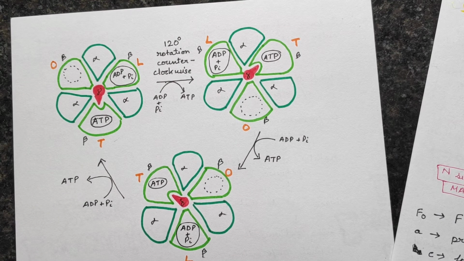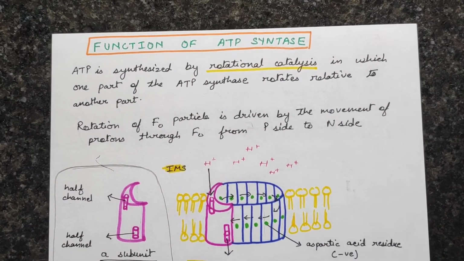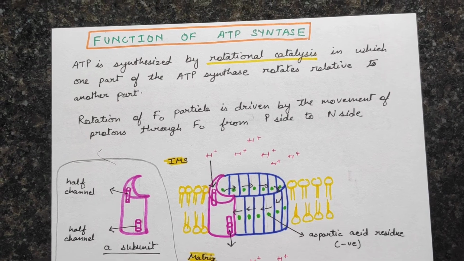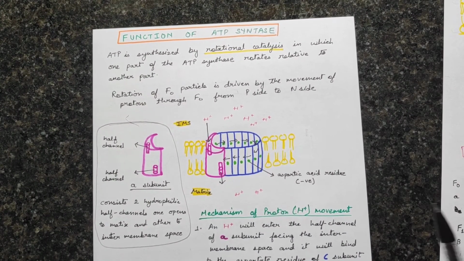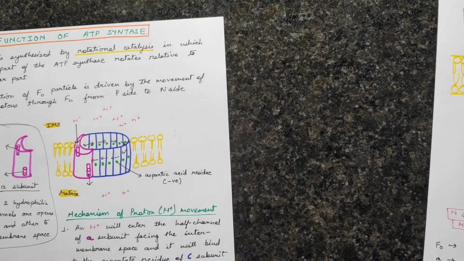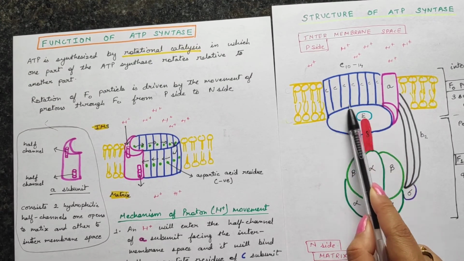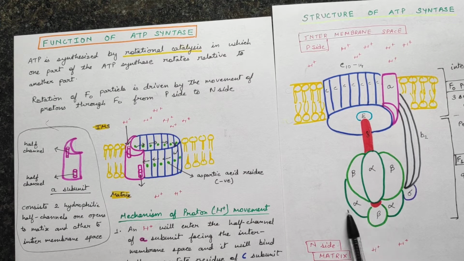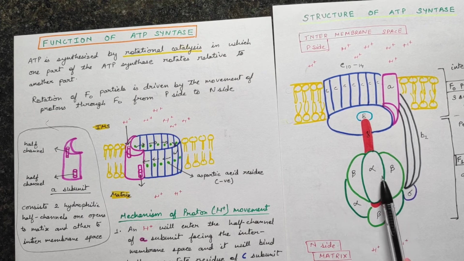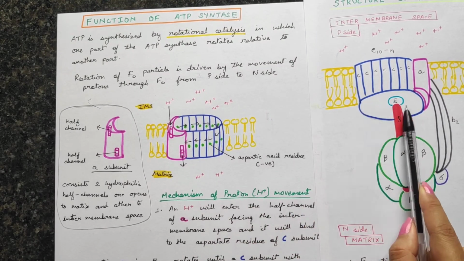Now we will discuss how F0 is functioning. Now the function of this F0 complex. The F0 complex is actually this part, which is attached to this gamma subunit, which was again attached to the stationary alpha and beta complexes. So this one is this part.